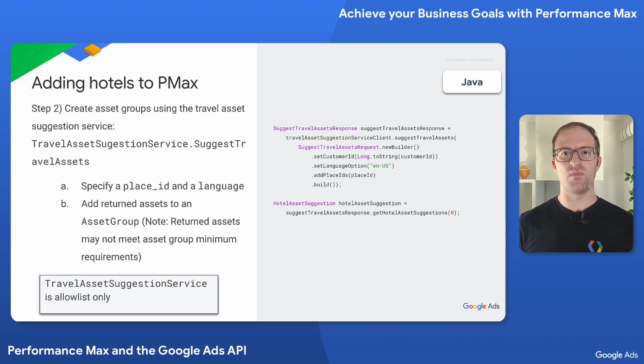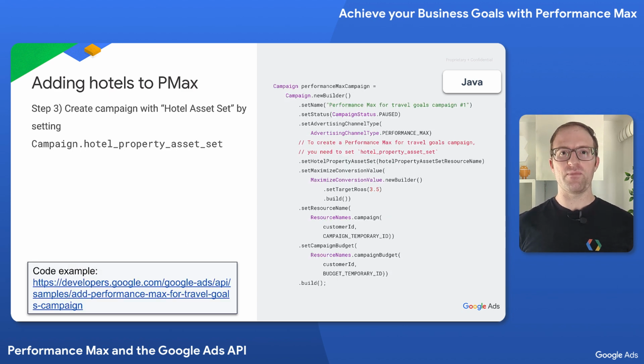The final step is to create the PMax campaign and set the hotel asset set during campaign creation. Then you can add the asset groups you've created from the suggestion service. There is a code example explaining all of these steps, so follow the link for more information. Now that we've covered 3 of the main business goals that are possible with Performance Max and Google Ads API, hopefully you'll be clearer on the use cases for each one and where to find the resources for the Google Ads API.